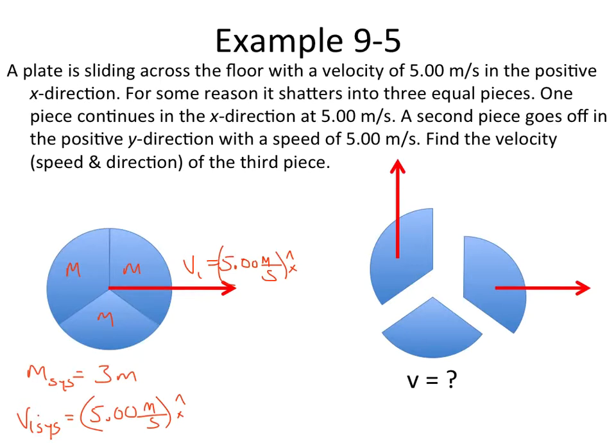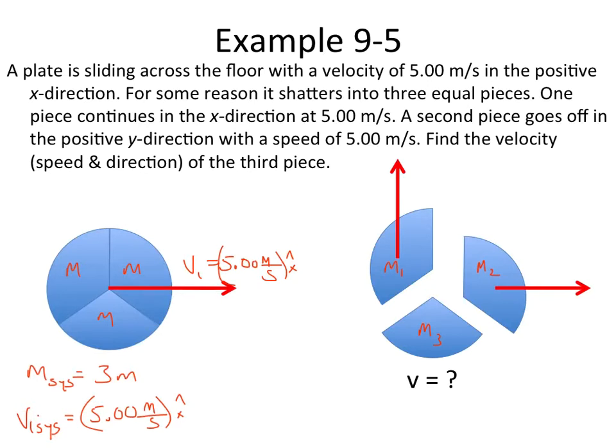We need to find out how this last piece, this unknown, unlabeled piece, is going to be moving. Let's go ahead and label these pieces mass 1, mass 2, and mass 3 right here. So mass 3 is really going to be the one that we're solving for.